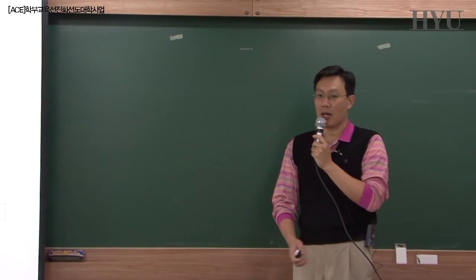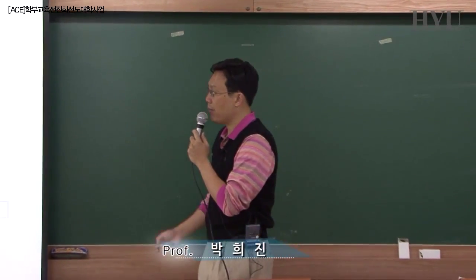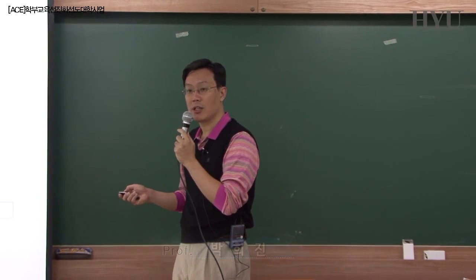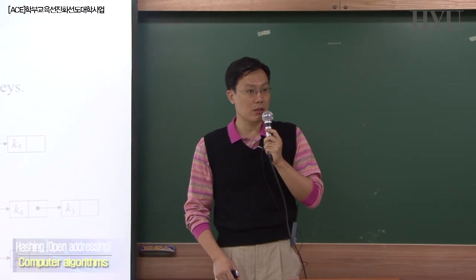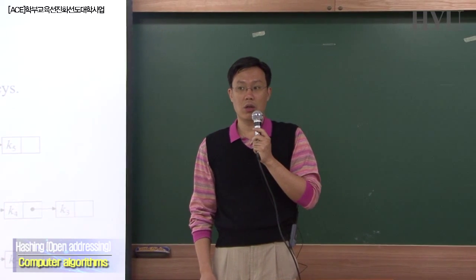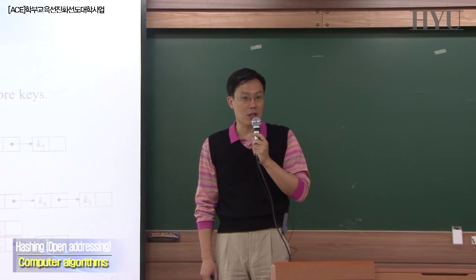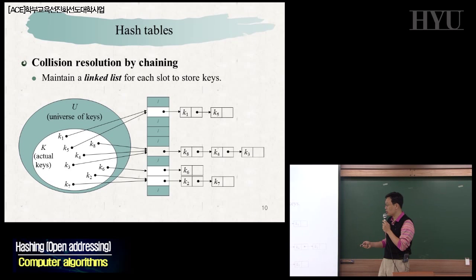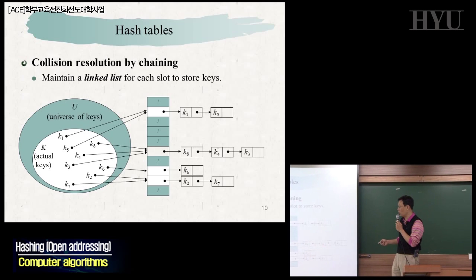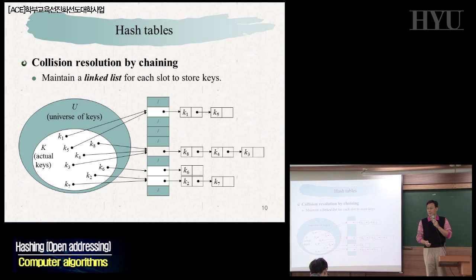Last class, I explained how to avoid collisions by using chaining. In this case, we maintain a linked list to store all the keys to be hashed to a slot like this. If 3 keys are hashed to the same slot, then all 3 keys are maintained by a linked list.